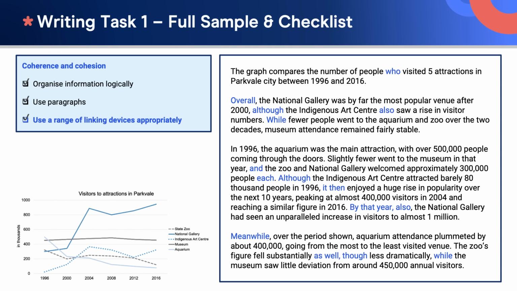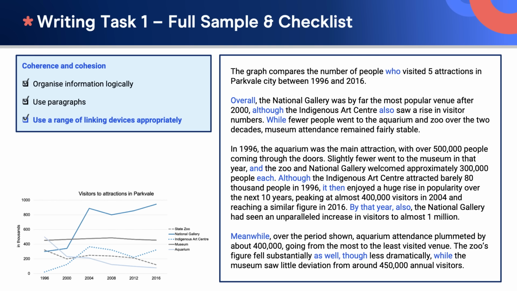Do be careful though. When you read your response back to yourself, make sure that it's immediately clear to a reader what it is that the words like it and they refer to. If it's not clear to you, the writer, it certainly won't be clear to a reader. There is a good range of linking devices in the sample's response.